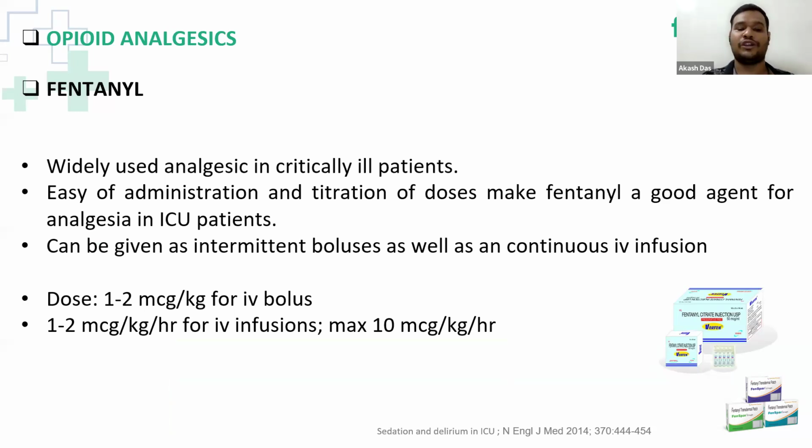It can be used as a continuous infusion also. So the dose for a bolus is 1 to 2 mcg per kilogram. For infusions, it is 1 to 2 mcg per kilogram per hour. And the maximum you can give is 10 mcg per kilogram per hour.